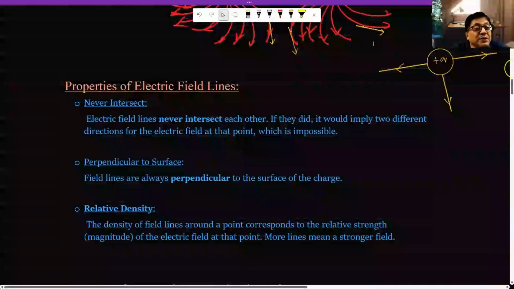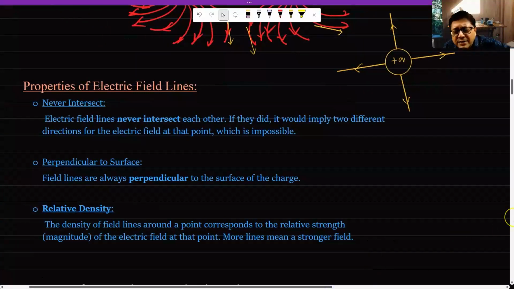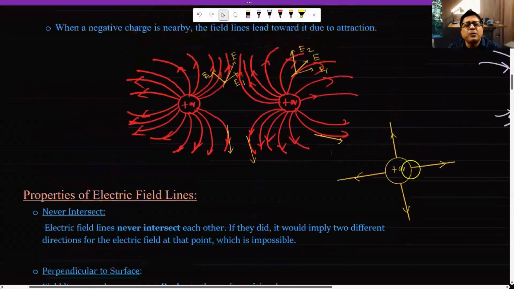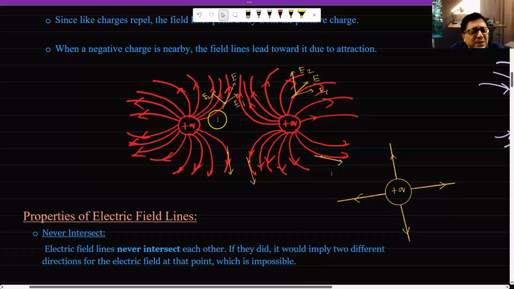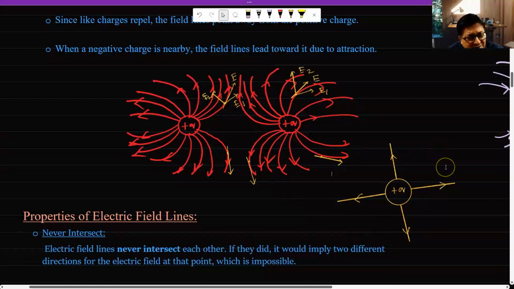Now let us study some properties of electric field lines from the previous discussion, from the previous observations. Number 1 is very important: field lines never intersect. What do you mean by this? Field lines never intersect. In this diagram I told you about lateral pressure, all these things arising because there is a force of repulsion. Field lines never intersect due to this reason, what I told you, that the direction of electric field is tangential to the path, tangential to the direction of lines of forces.